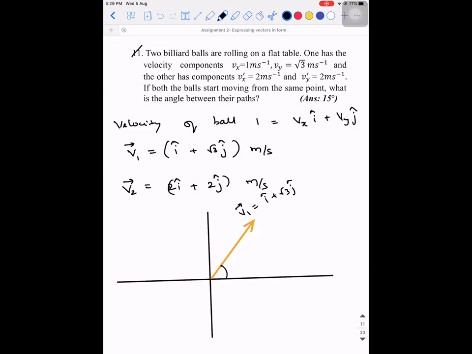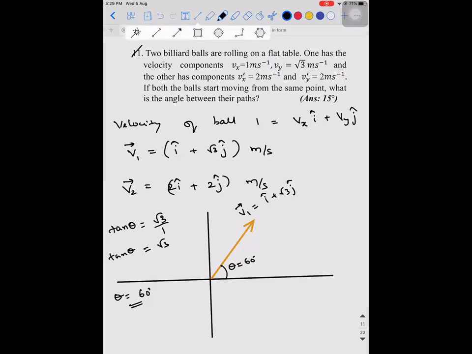If I take this angle as theta, then what is tan theta equal to? Yesterday I told you, whenever you have a vector as a i cap plus b j cap, tan of the angle made by the vector with the horizontal is what? Y by X. So root 3 by 1, that is root 3. Then what is the value of theta? 60 degrees. So this is 60.